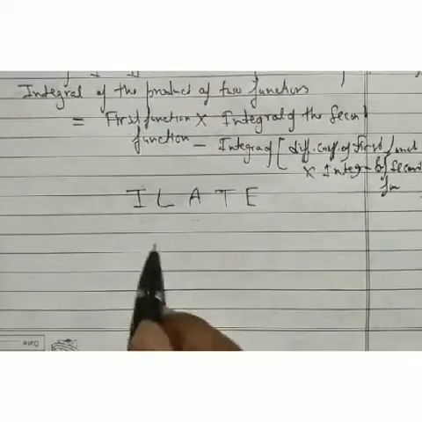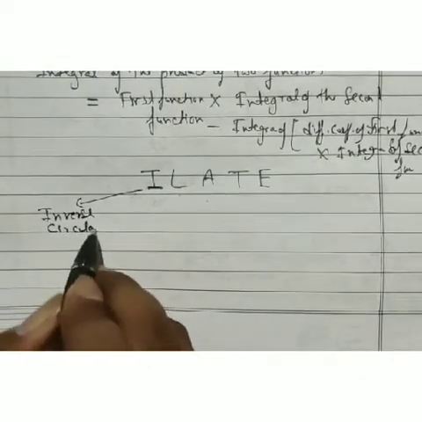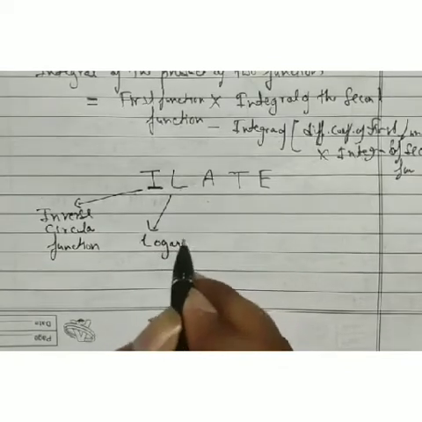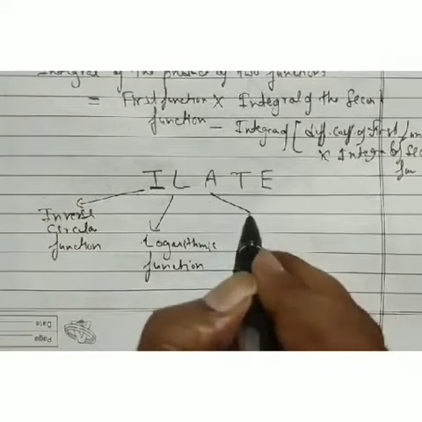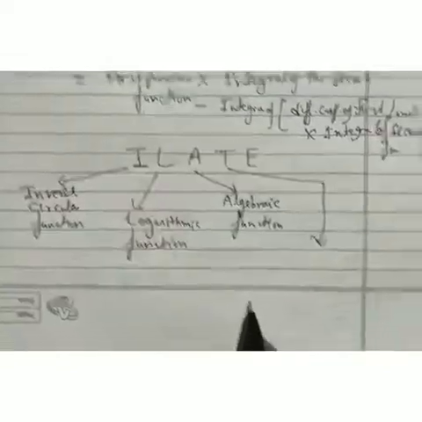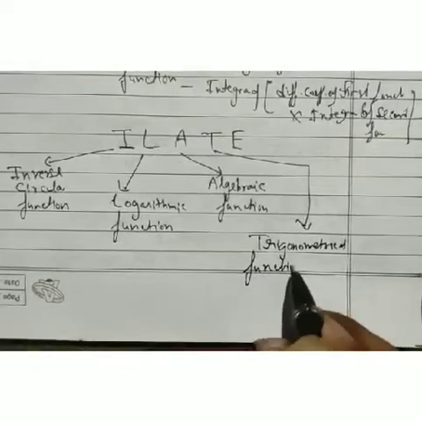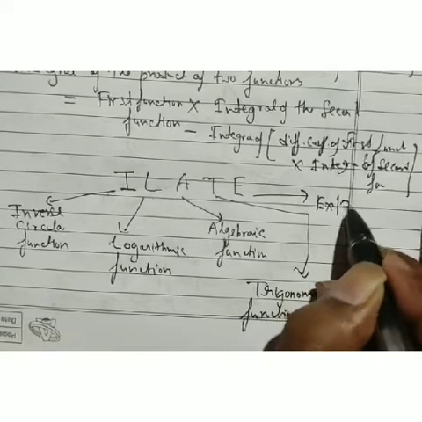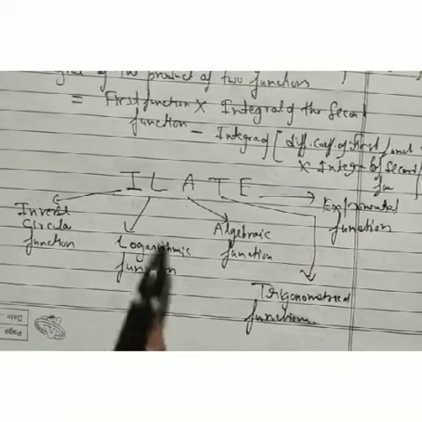Now I will explain what ILATE represents. I stands for inverse circular function, L stands for logarithmic function, A stands for algebraic function, T stands for trigonometrical functions, and last, E represents the exponential function.